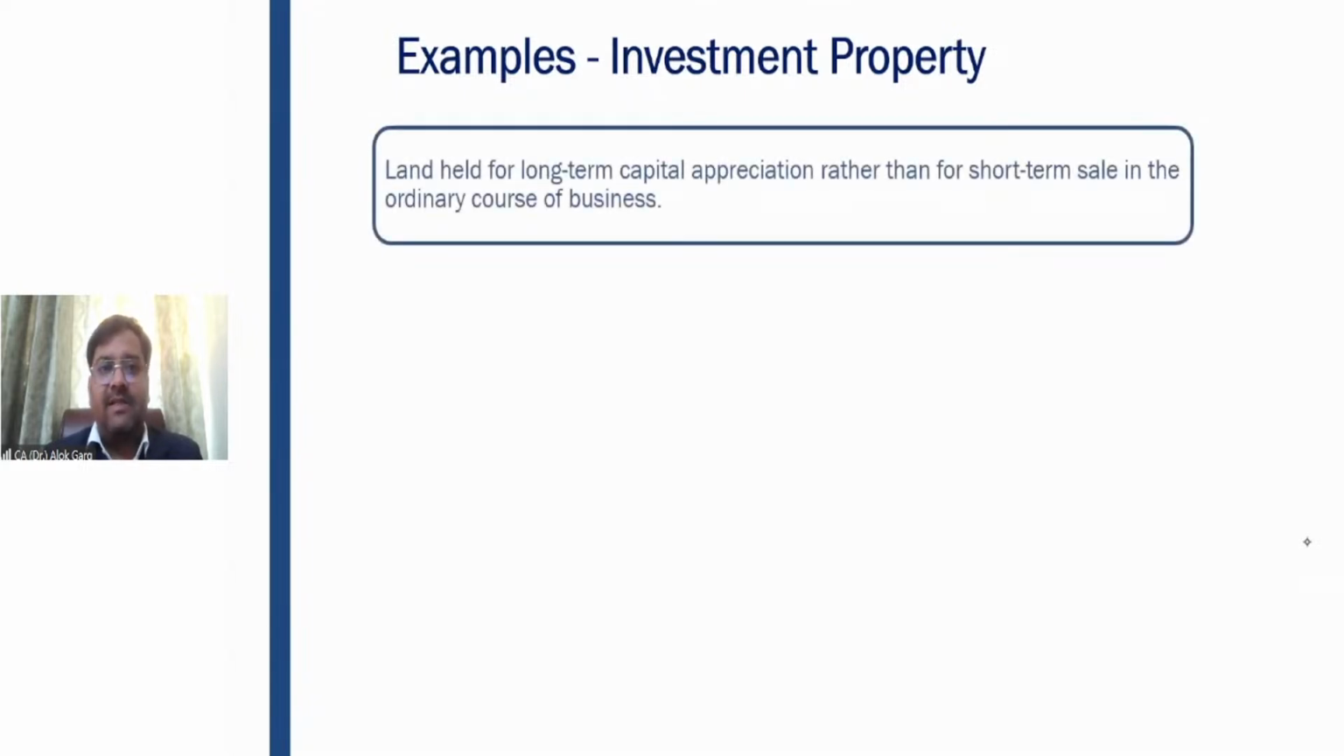Now let's discuss some examples of investment property. Land held for long-term capital appreciation rather than for short-term sale in the ordinary course of business, right? Of course, if it is held for short-term sale in the ordinary course of business, then it will be your inventory. It is not investment property. It will be covered under Ind AS 2 Inventory, right?